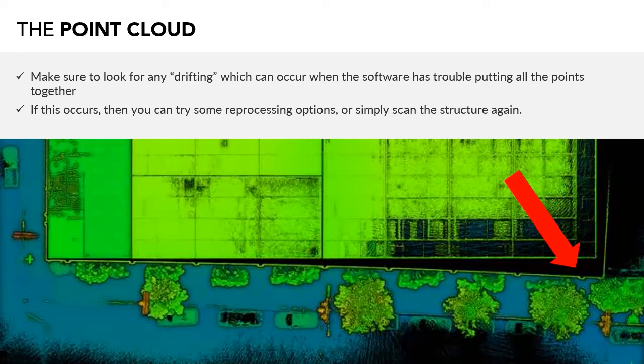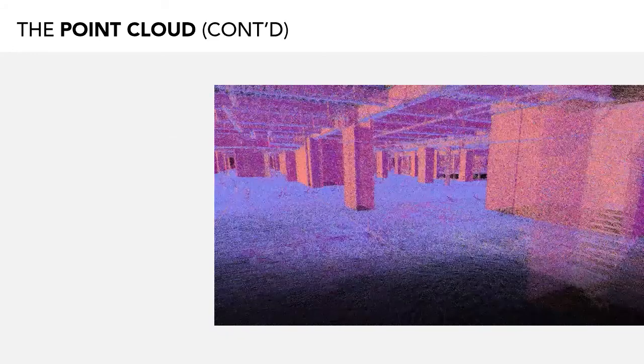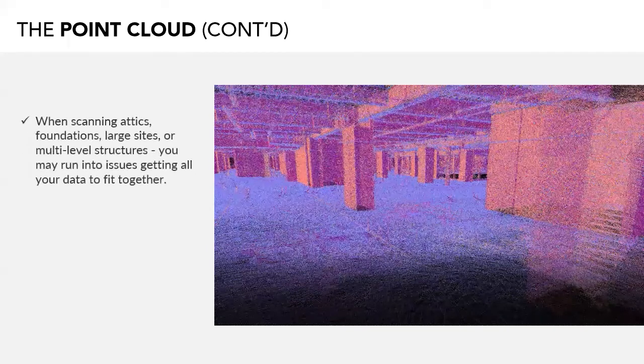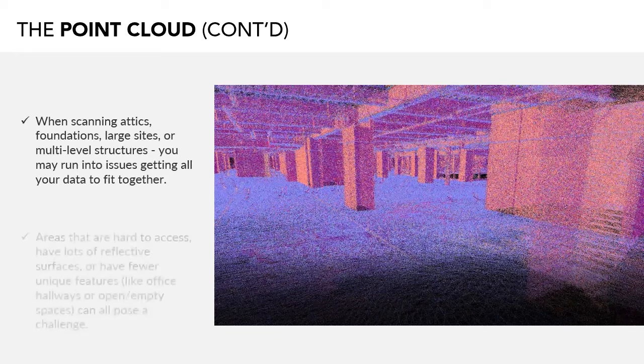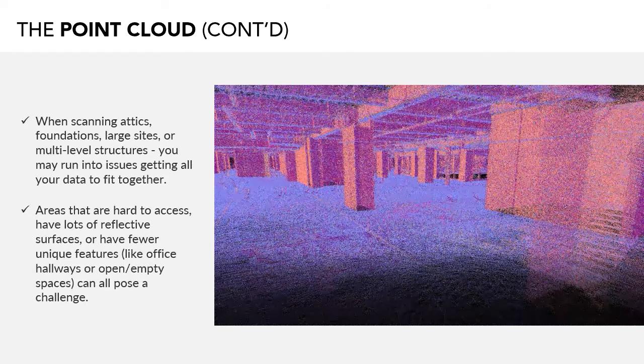That said, some scanners are better than others at different types of projects, but all scanners run into challenges in creating good point cloud data in certain field conditions. So when scanning attics or foundations, those are kind of small cramped spots, but even large sites or big multi-level structures, you may run into issues getting all your data to fit together. Areas that are hard to access, have lots of reflective surfaces, or have fewer unique features like a repetitive office hallway or big open and empty spaces, all of those can pose a challenge.